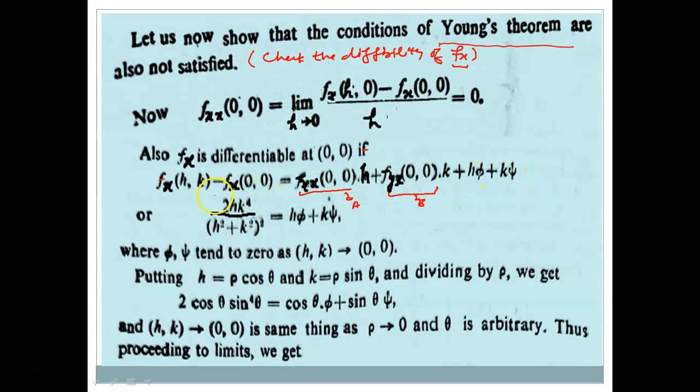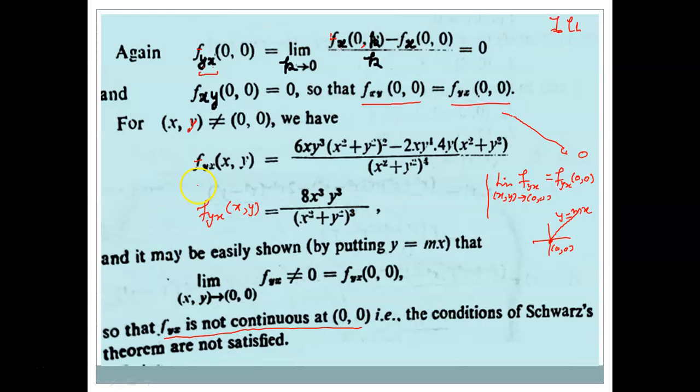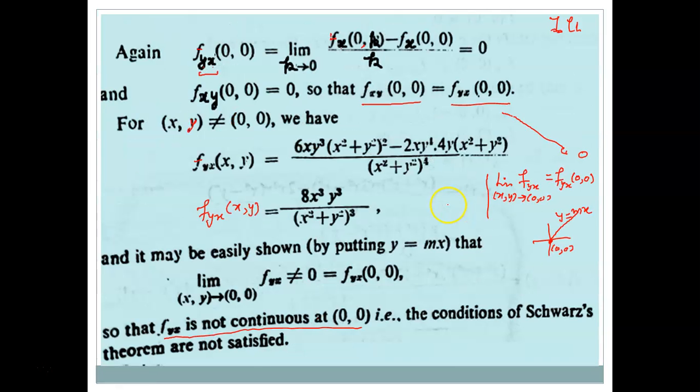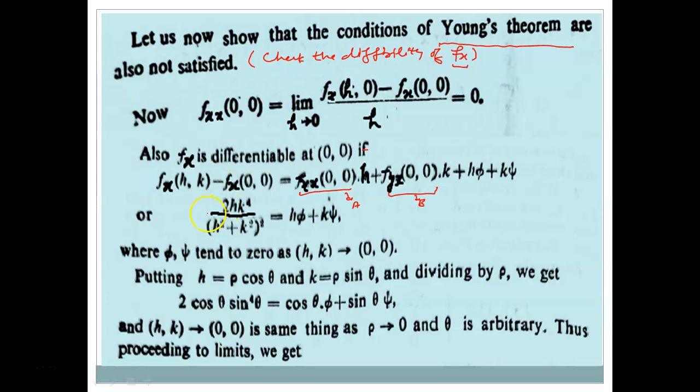Fine. So here we simplify what is the value of fx(h, k). You have already calculated the value of fx, it is this one here. So here x is h and y is k, so we get this term here.